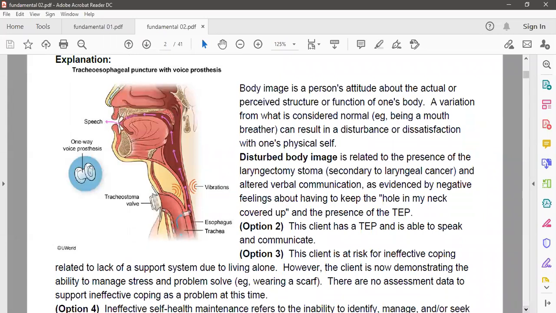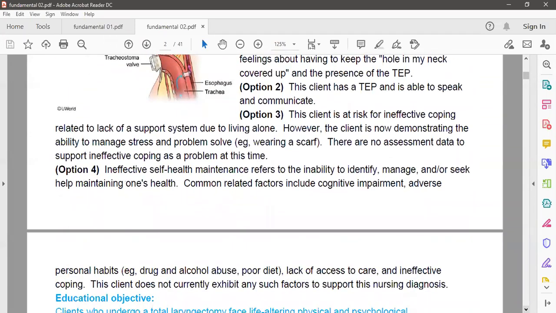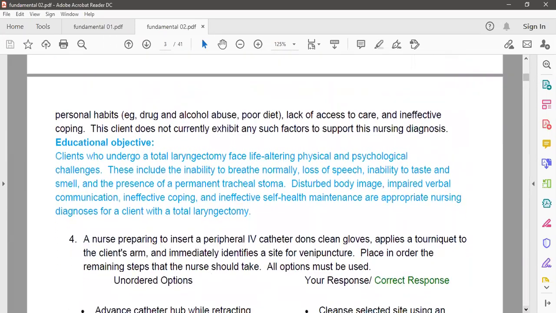Disturbed body image is related to the presence of a laryngectomy stoma and altered verbal communication, as evidenced by negative feelings about having the hole in the neck. This is the hole. Nobody can feel good about it. It is good to wear some cuff so other people will not see. But this patient is thinking about what I will do in the summer, right? So the body image. What are the education objectives here?